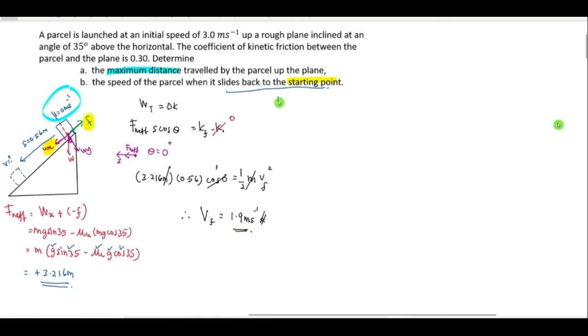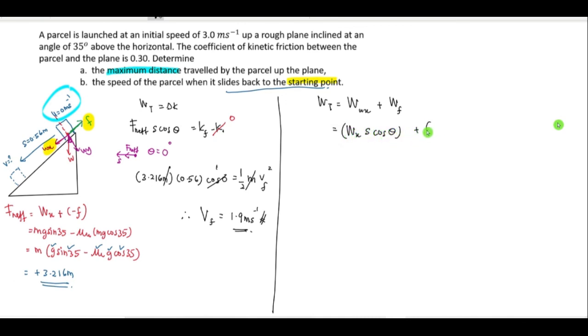Kalau ada kata nak guna second method tadi pun boleh, tak ada masalah. Okay, W_T awak boleh kira work done by W_X plus work done by the frictional force. Masukkan saja dalam equation W_X s cos theta plus F s cos theta. Tengok angle antara W_X dan s. Okay, same direction, right? W_X in this direction, s pun sama. So the angle is equal to 0 degree.